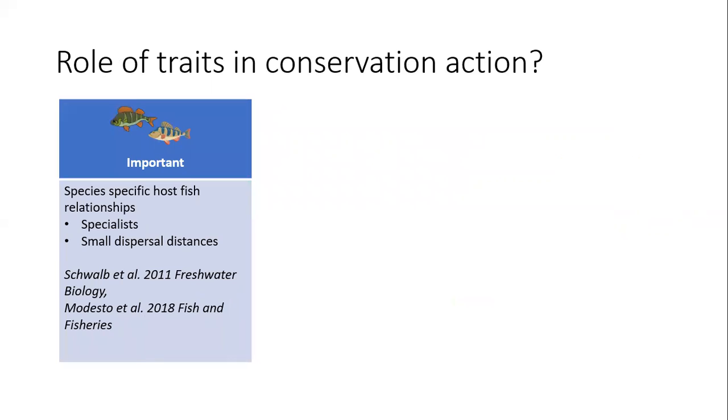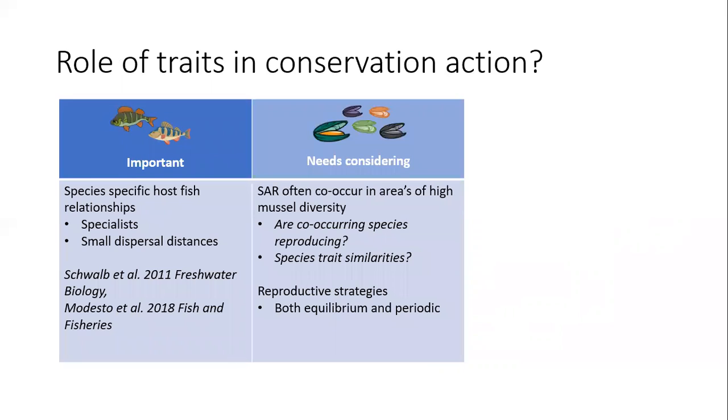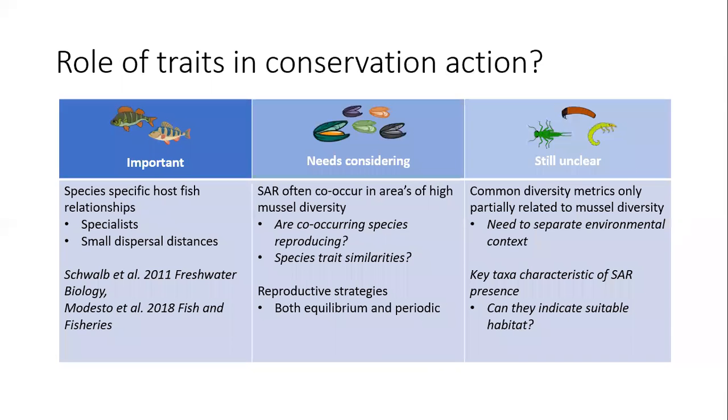In terms of our traits framework, we know that fish have known traits affecting mussels, with species at risk relying on specialist host fish with small dispersal distances. And so fish matter for restoration. And while mussel interspecies interactions need considering, as there are clear patterns in assemblies, but not so much in reproductive strategy, we're still asking if co-occurring species are reproducing and sustaining those diverse assemblies at the sites we found them, and if there are similarities in other species traits.